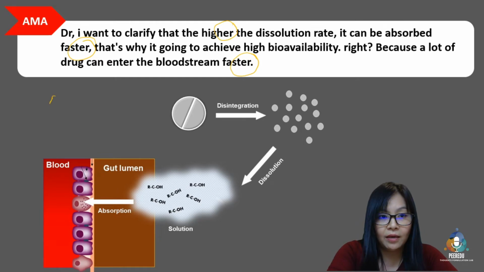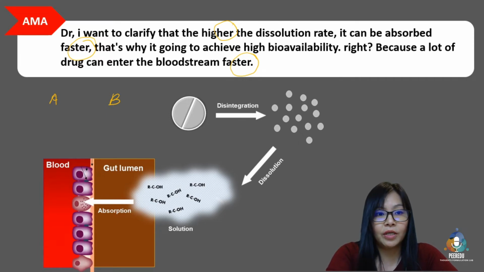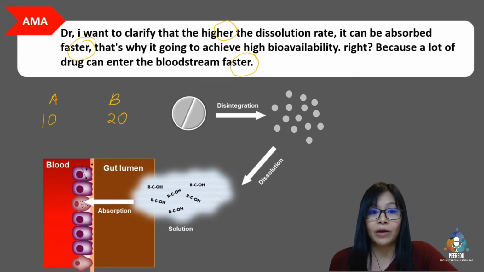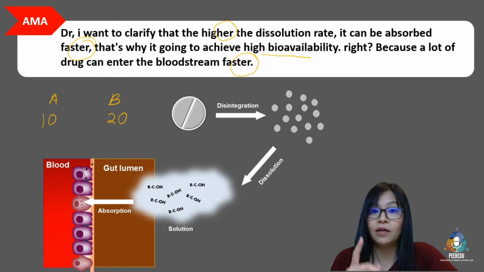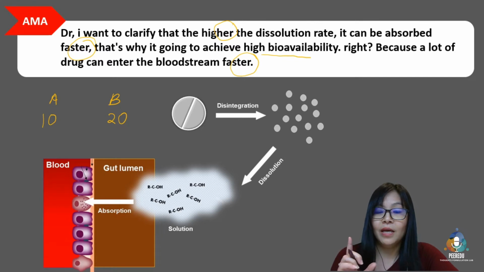Let's say I have something A and something B. The dissolution rate of A is 10, for example, and the dissolution rate of B is 20. Of course, I will get a higher bioavailability for B. I mean, that is straightforward thinking. We don't talk about the extent of absorption. At least in the beginning phase, with the higher dissolution rate, you will expect it to have higher bioavailability.